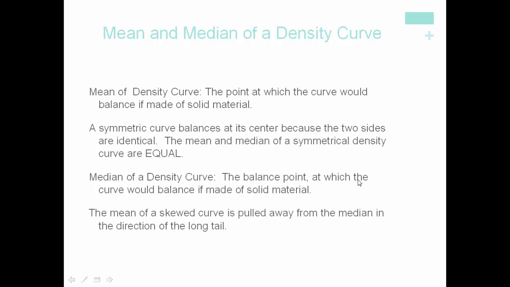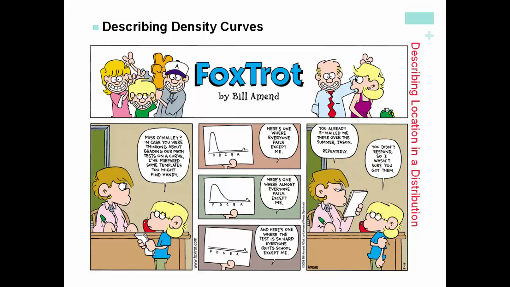The mean of a density curve is the point at which the curve would balance if made of solid material. A symmetric curve balances at its center because the two sides are identical. The mean and median of a symmetrical density curve would be equal. The median of a density curve is the point at which the curve would be divided in half if it was made of solid material. The mean of a skewed curve would always be pulled away from the median in the direction of the tail.